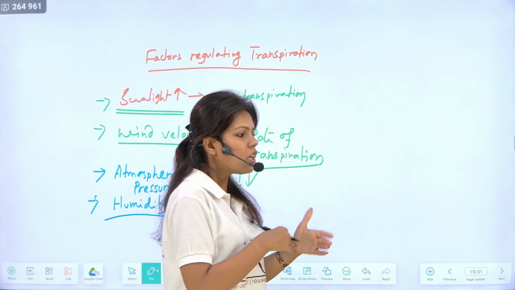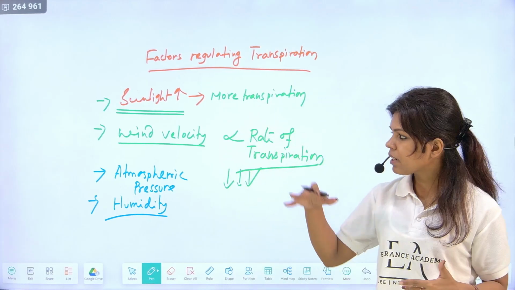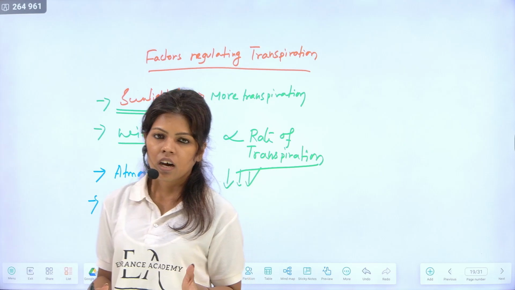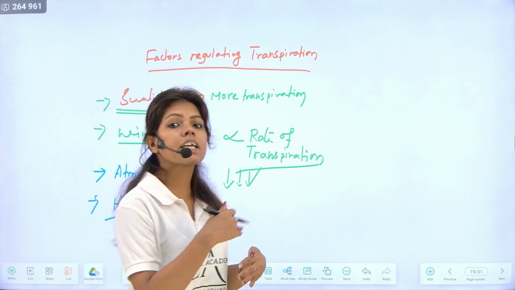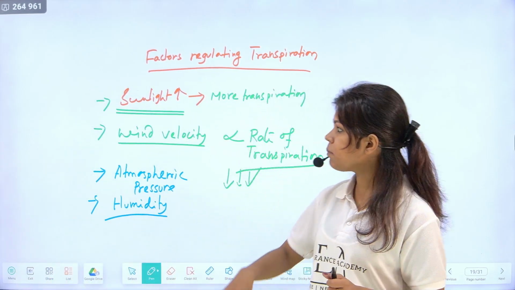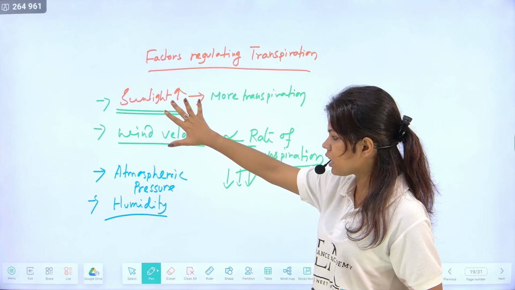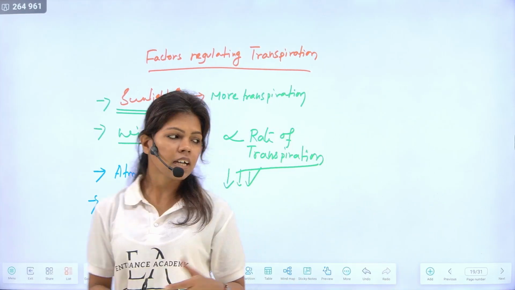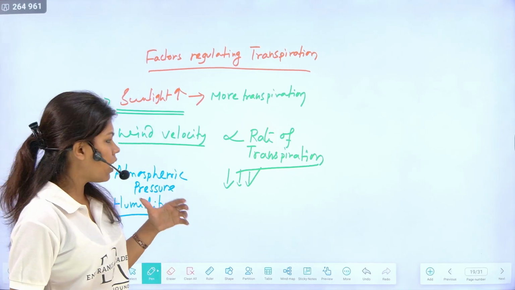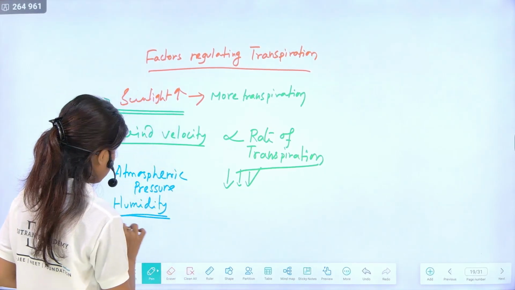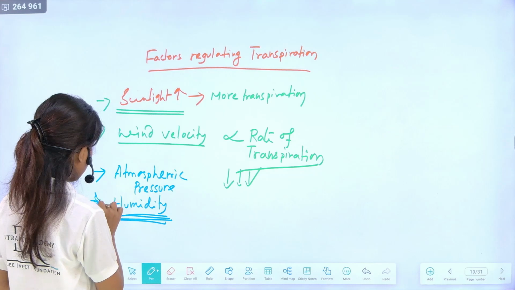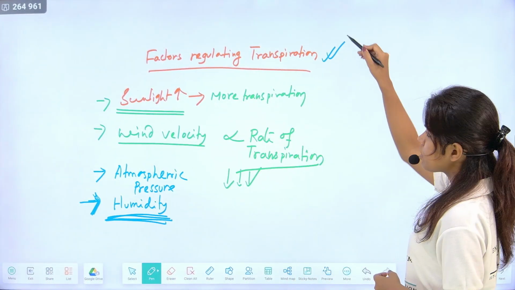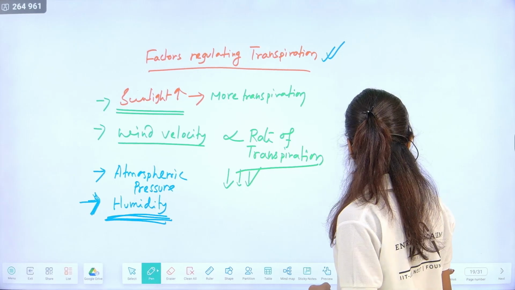So what you will do, you will just remember these different factors of transpiration which are directly proportional to the rate or which are responsible for declining the rate of transpiration. For example, sunlight, wind velocity, atmospheric pressure, these are increasing the rate of transpiration. On the other hand, humidity, surface of the leaf, these are responsible for declining the rate of transpiration. So these factors regulating transpiration are very important.